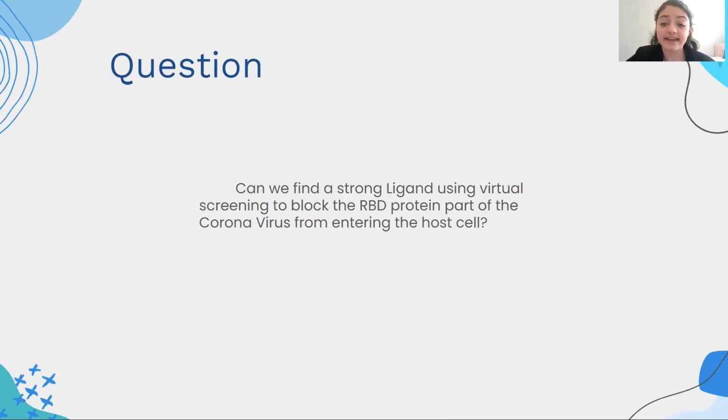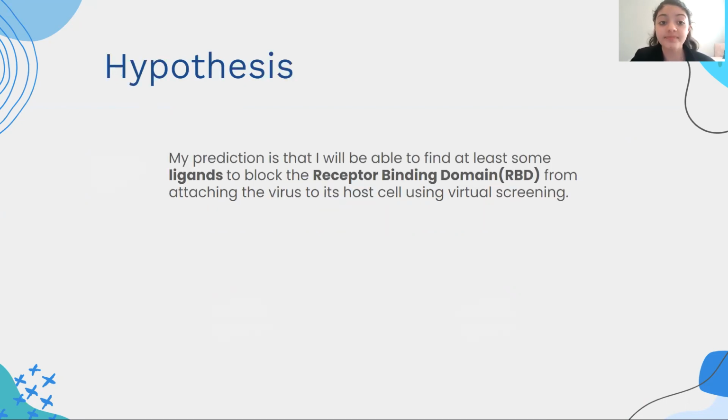Can we find a strong enough ligand using the virtual screening method to block the receptor binding protein part of the coronavirus from entering the host cell? My prediction is that I will be able to find at least some ligands to block the RBD from attaching the virus to its host cell using virtual screening.